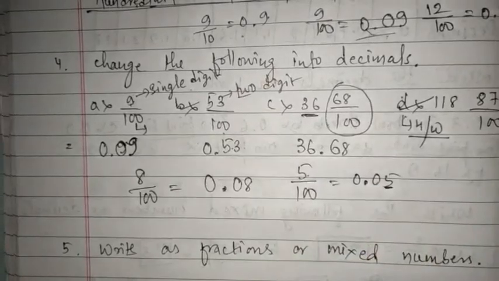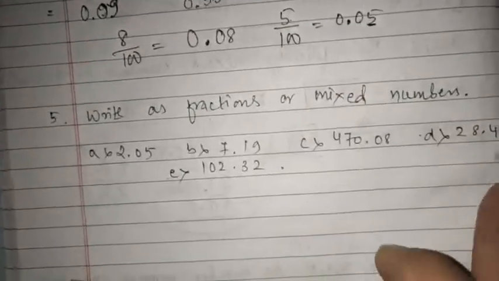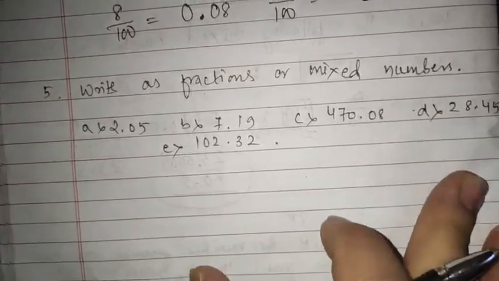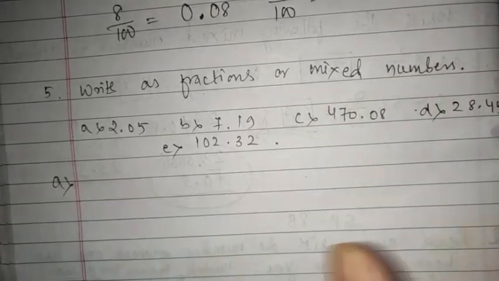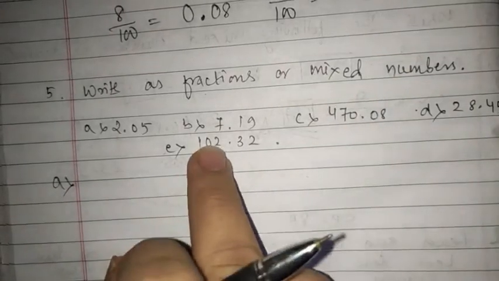Okay. So now let us proceed to question number 5. Write as fractions or mixed numbers. So part A, what we have to do in this question is the fraction.